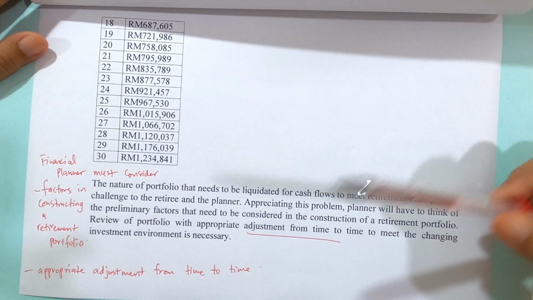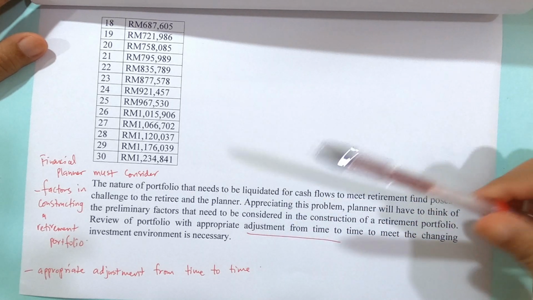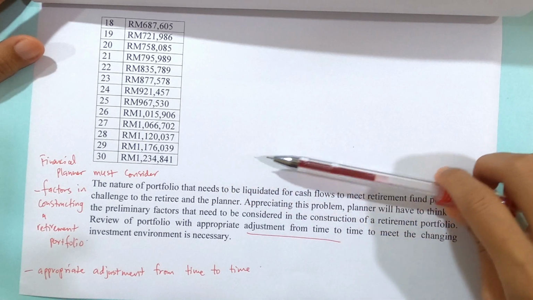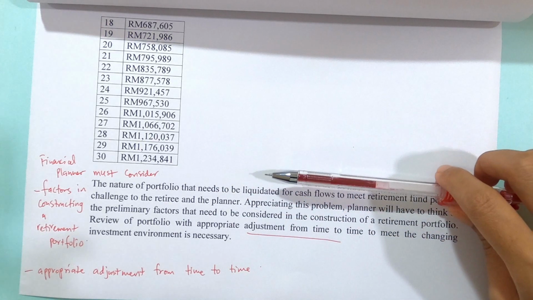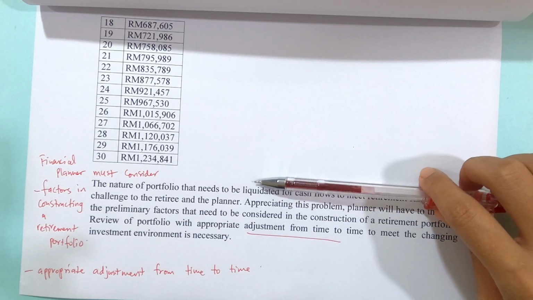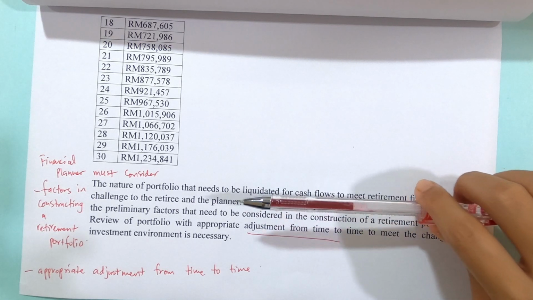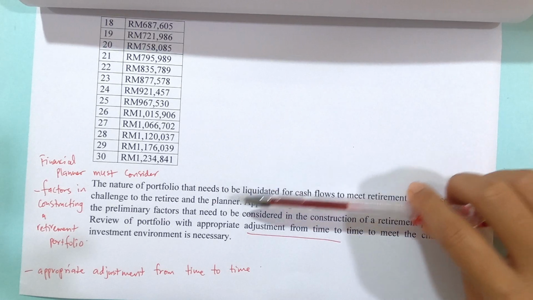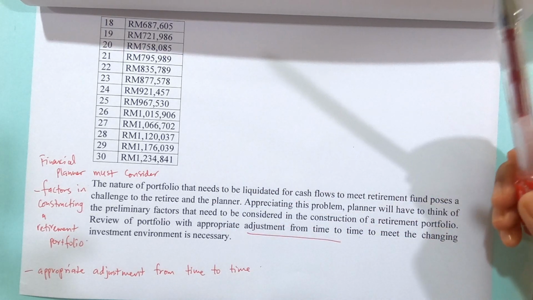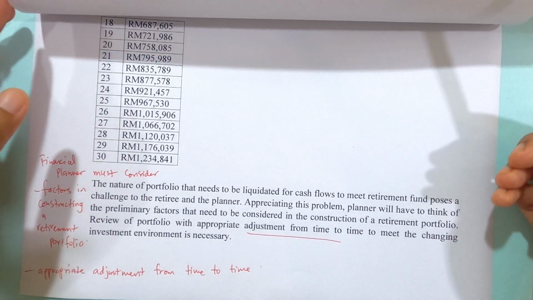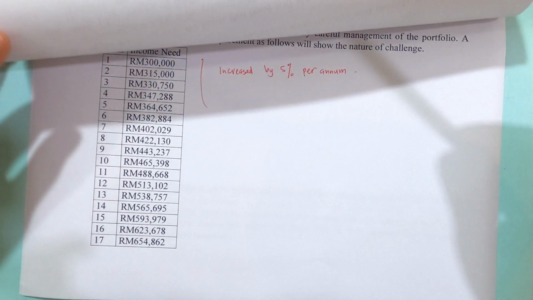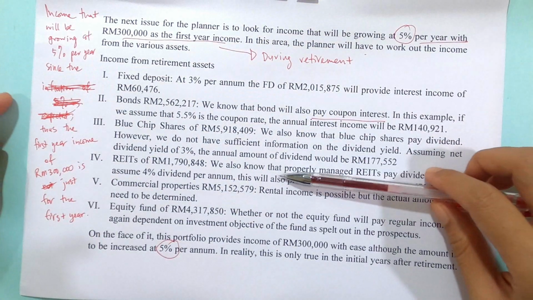As a conclusion, I would like to remind that a financial planner must consider many factors in constructing a retirement plan or retirement portfolio for the client, and must be ready to make appropriate adjustments from time to time based on the economic situation, the economic condition, and the information given to the financial planner itself.